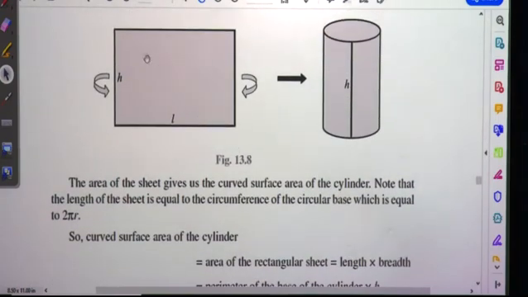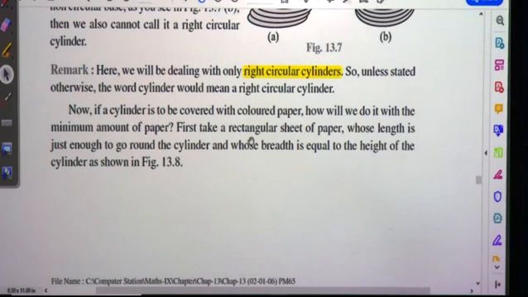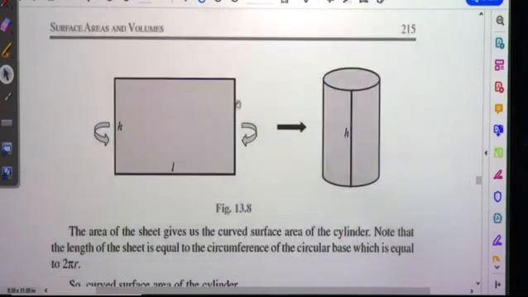This is the rectangular sheet whose length and height they have mentioned here. Its length is just enough to go round the cylinder, and its breadth is equal to the height of the cylinder. And what about the length? It is just round about the cylinder.